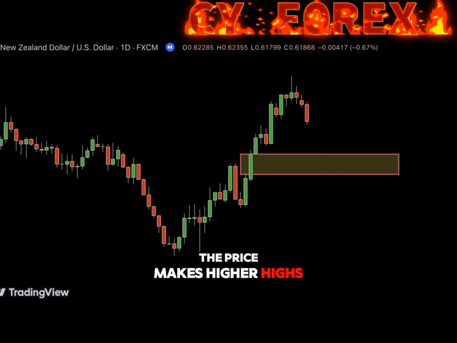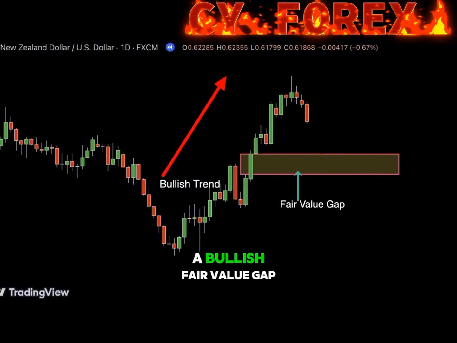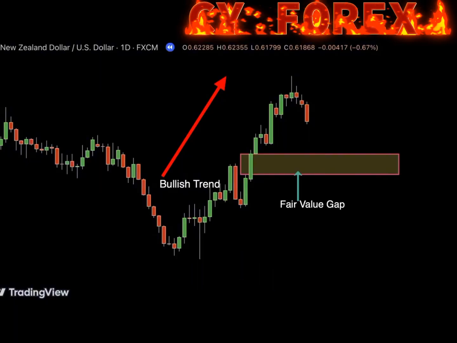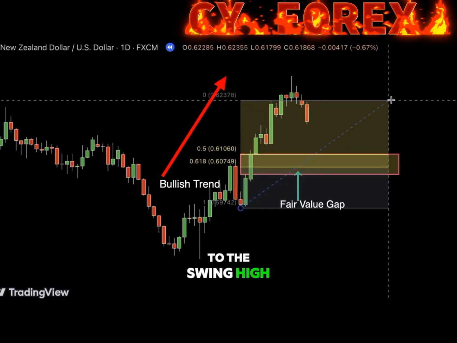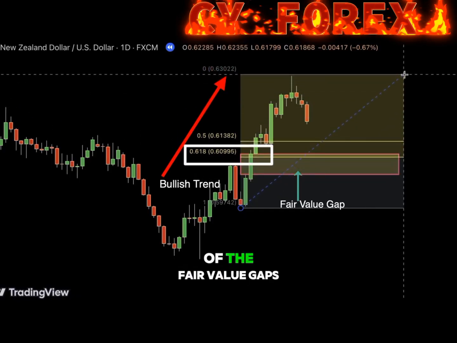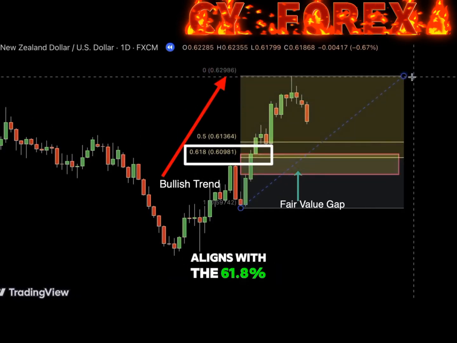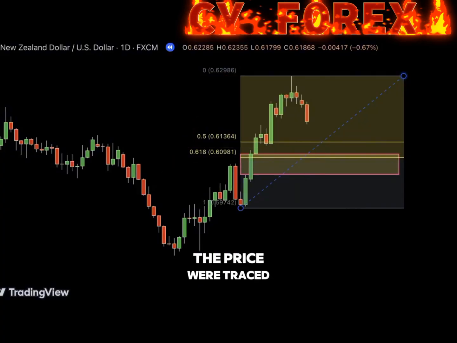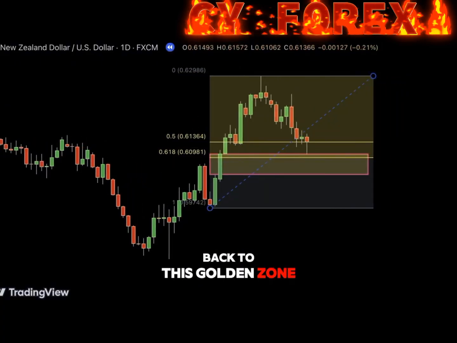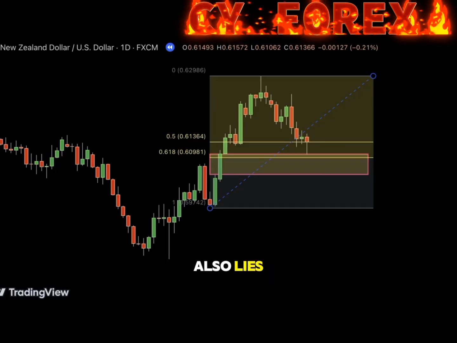The price makes higher highs and higher lows, forming a bullish fair value gap. After this move, apply the Fibonacci retracement tool from the swing low to the swing high. You'll notice that one of the fair value gaps aligns with the 61.8% Fibonacci level. In this case, the price retraced back to this golden zone, where the fair value gap also lies.